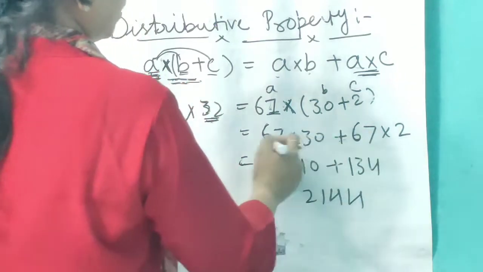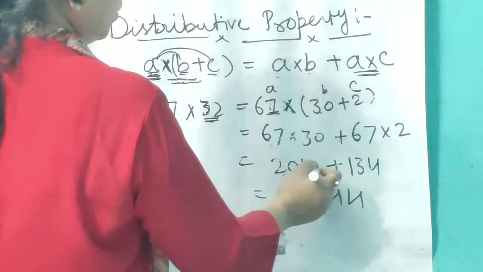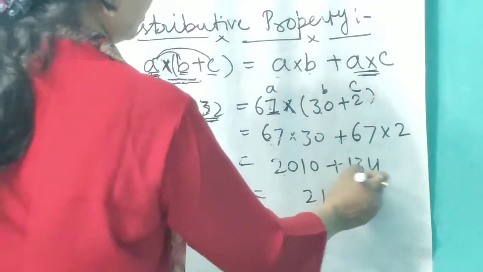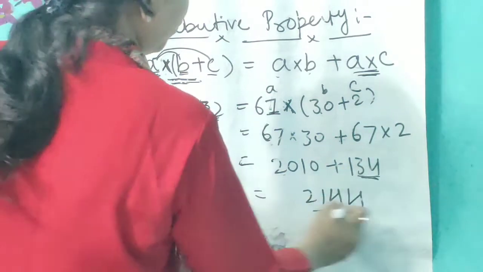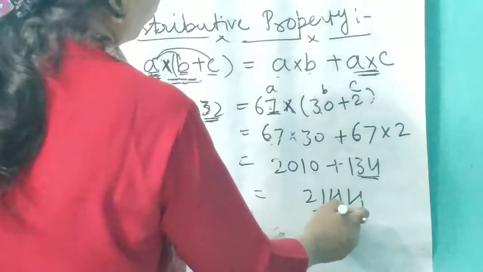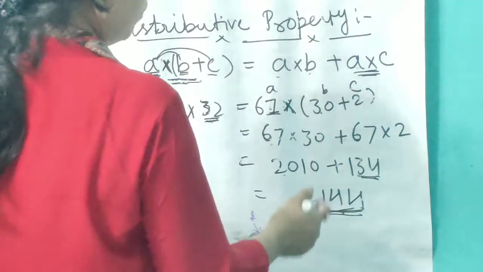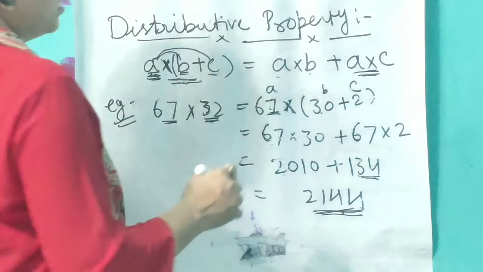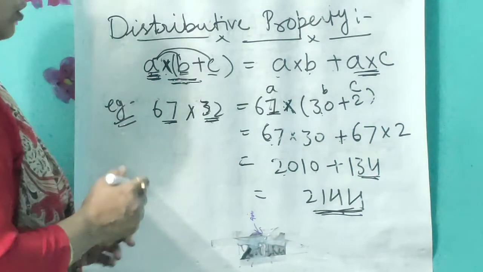Now you can multiply this, you will get 2010, and here 67 2s are 134. You can add this, you will get 2144. So this is known as distributive property. One more example of distributive property now I am going to tell you.